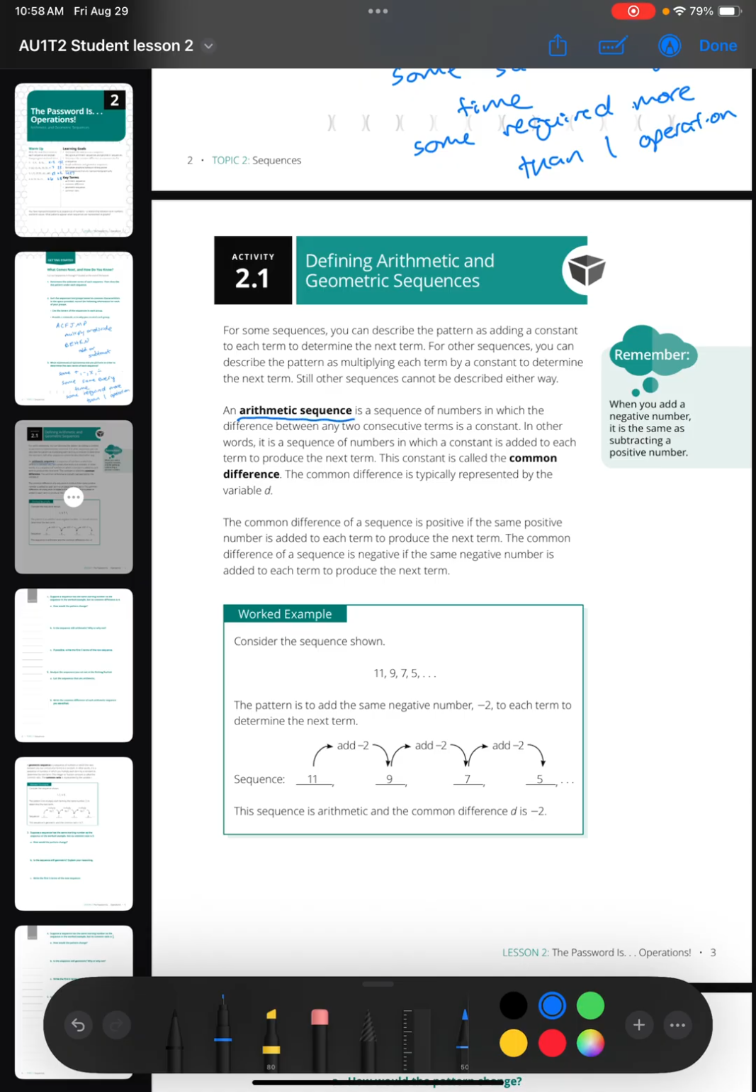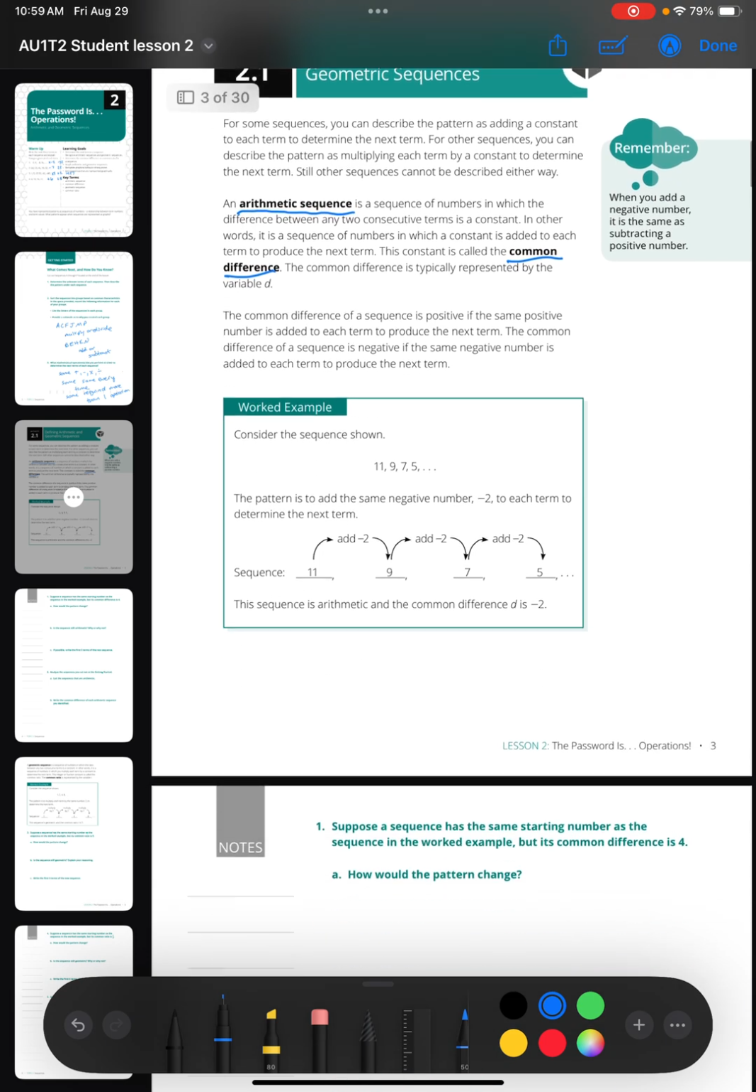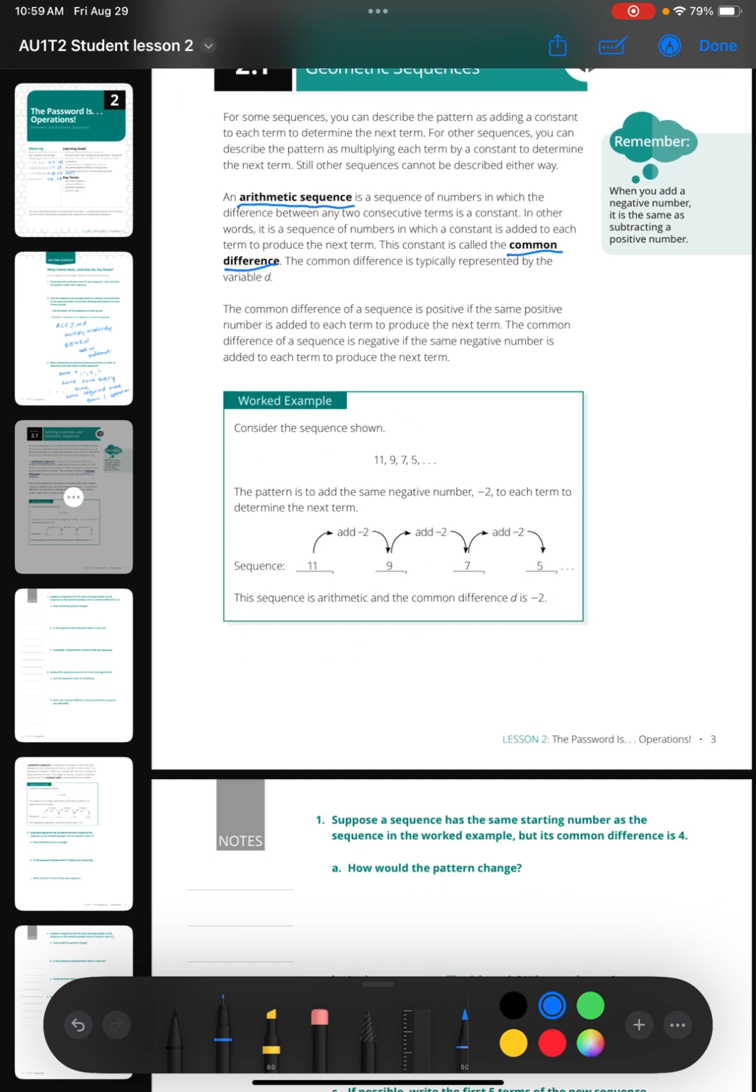a number each time, that is an arithmetic sequence. It's a number in which the difference between any two consecutive integers is a constant. In other words, the sequence of numbers in which a constant is added to a term to produce the next term. And we call it the common difference, which is kind of backwards to how you think about it. When we hear difference, we think subtract, but it's the difference that we are adding that number to get to the next term. So here's a great example of it. Consider the sequence shown, 11, 9, 7, 5. So it's going down by 2, so we could say we are adding -2.